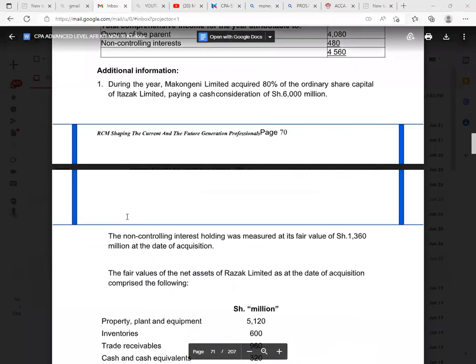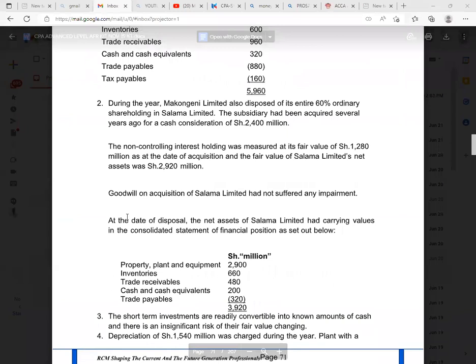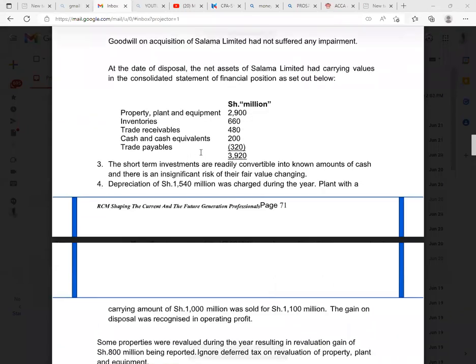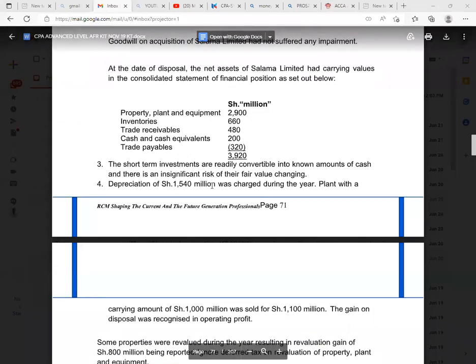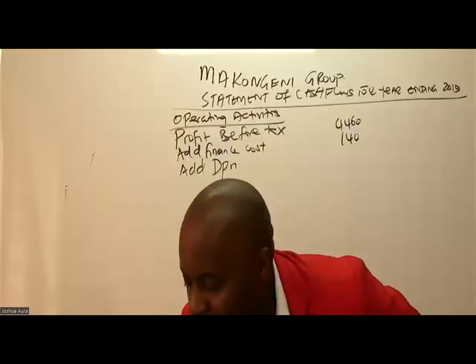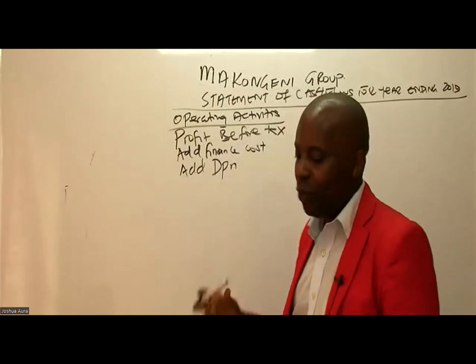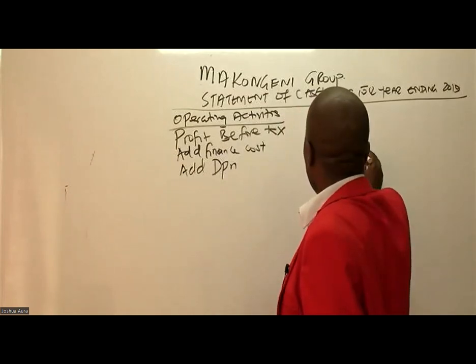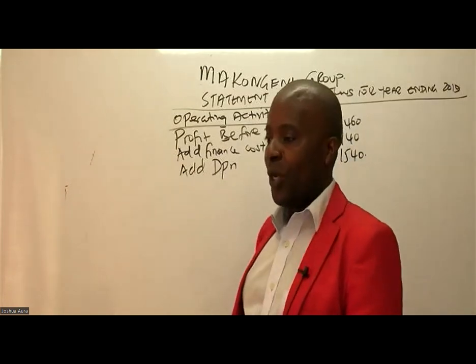Depreciation, of course, it can't be here. Depreciation, yes, look at note number 4. Depreciation of 1540 million was charged during the year, right? So we take it the way it is. So depreciation of 1540.